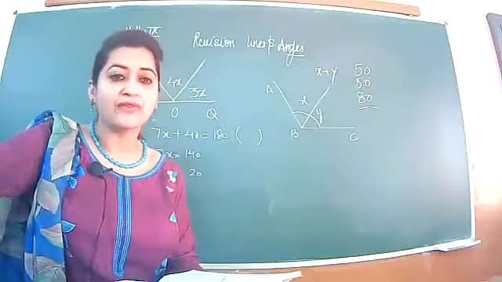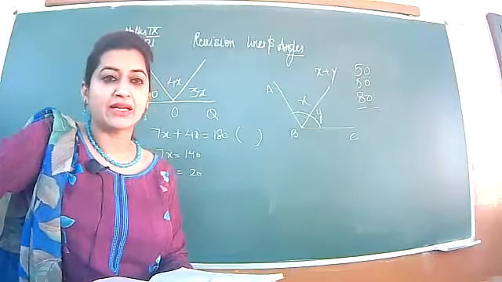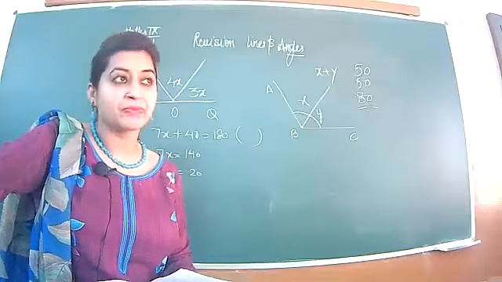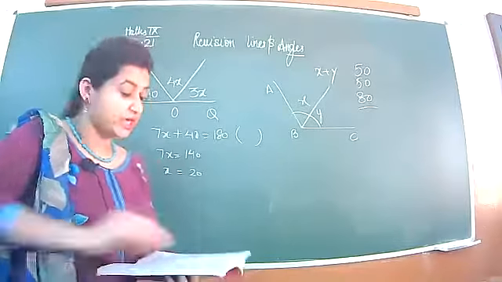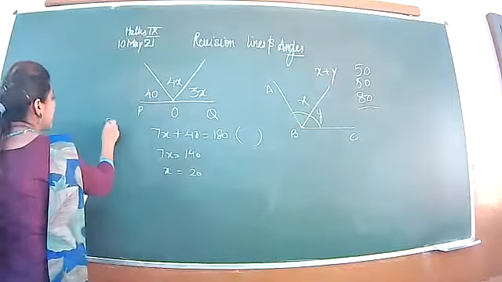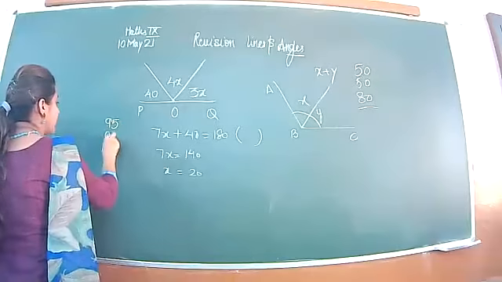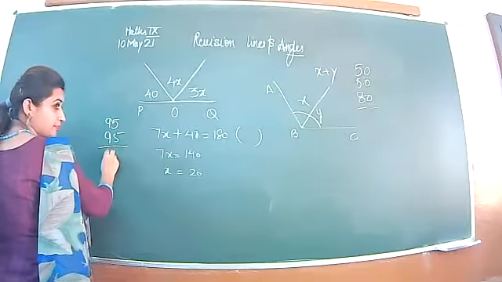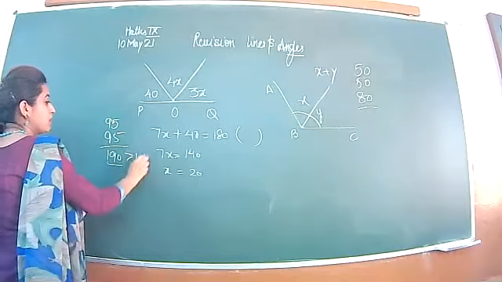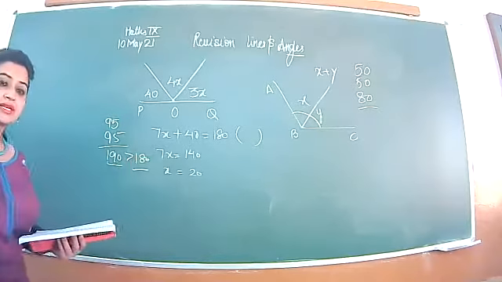Can a triangle have two obtuse angles? Two obtuse angles means more than 90. So if you take 95, then the sum is 190, which is more than 180. So the triangle is not possible.